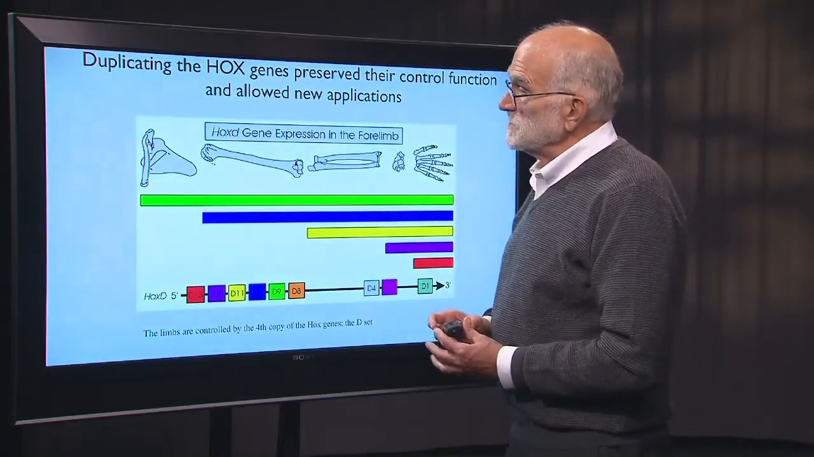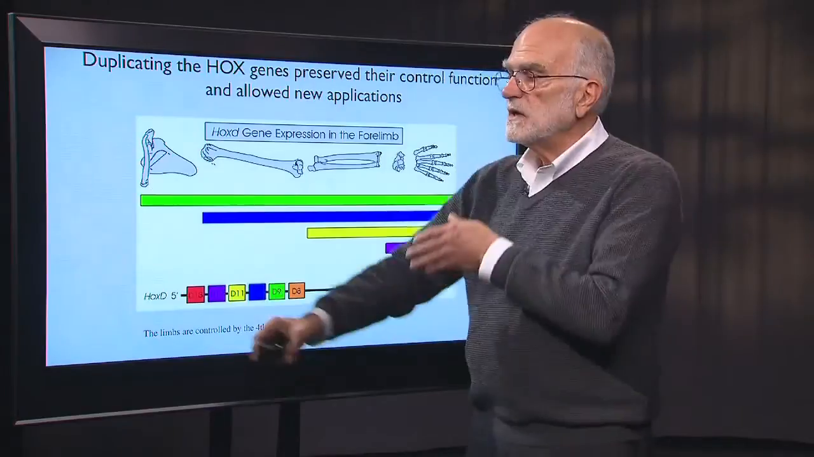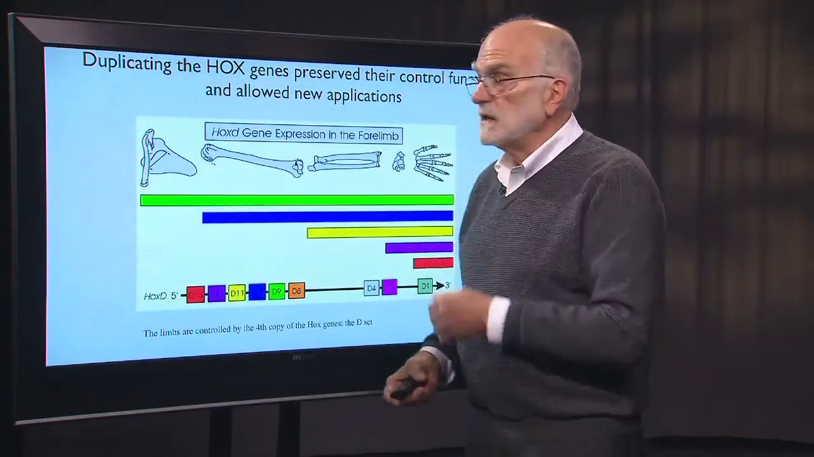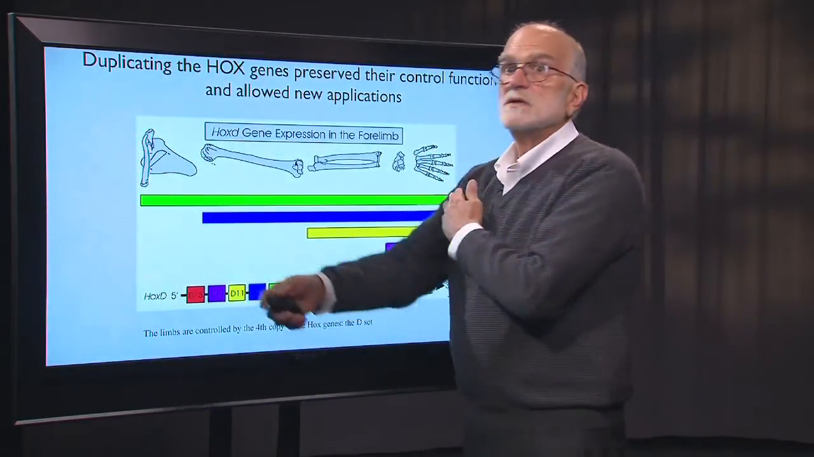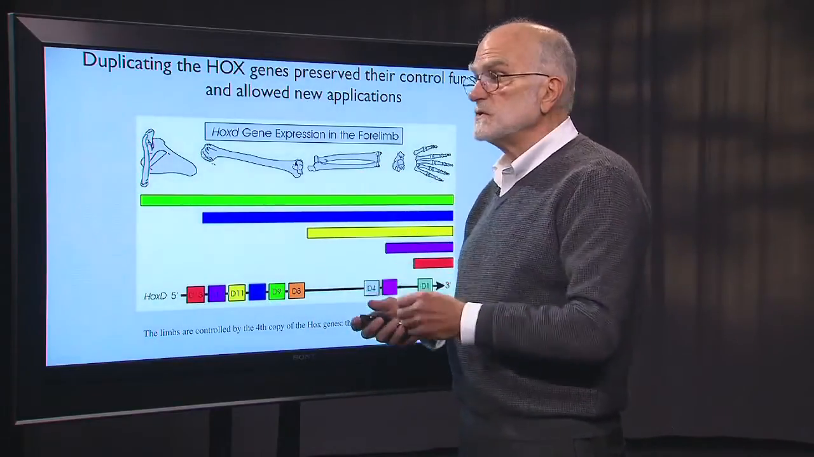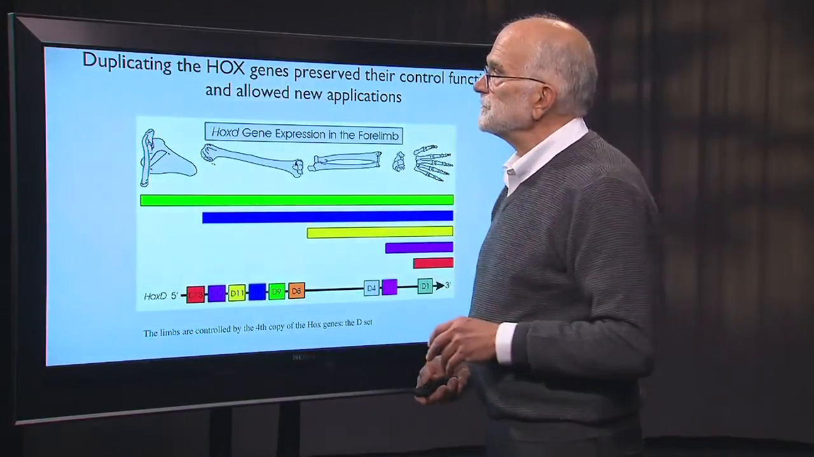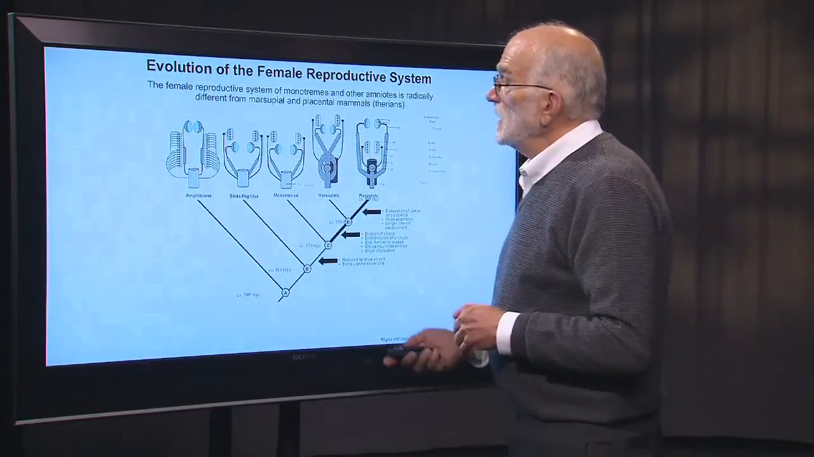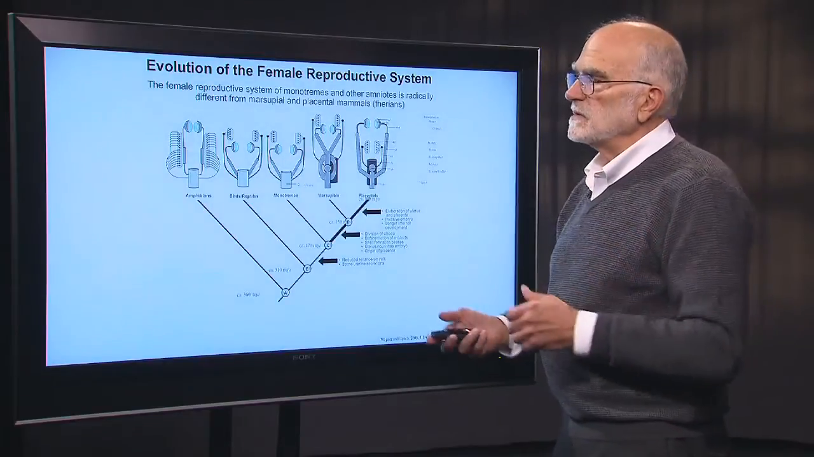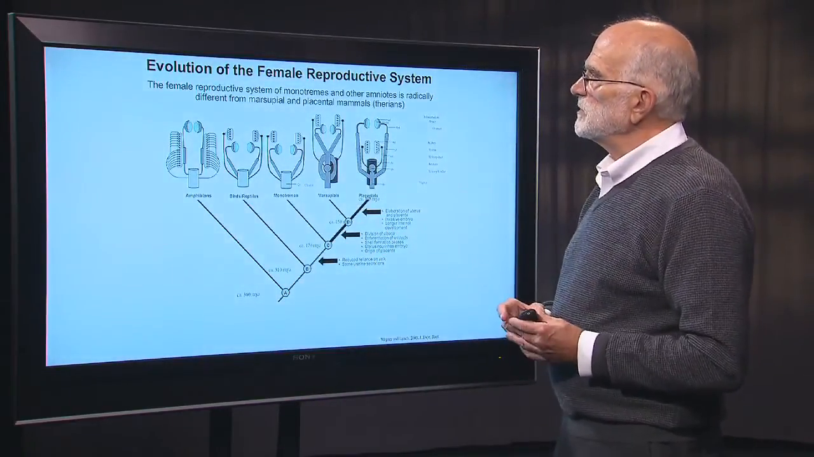Now, this is very interesting because this looks like you're just laying out a body axis. Instead of laying out a body axis, you're laying out a limb. And it's done the same way with the limb as it's done with the body axis. This whole set of developmental control switches was just plucked up and applied in a new place. Now, that's the background on developmental control genes. Let's take a look at the evolution of the female reproductive system.